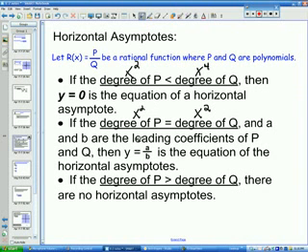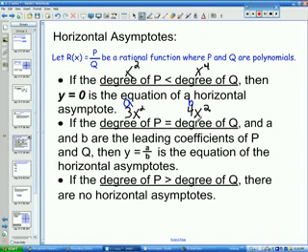And it says a or b are the leading coefficients of p. So let's just imagine this one is 3x squared, and this one is 4x squared. So in this case, a would be the 3, and b would be the 4. So the leading coefficients are the numbers in front of the biggest exponent, essentially.